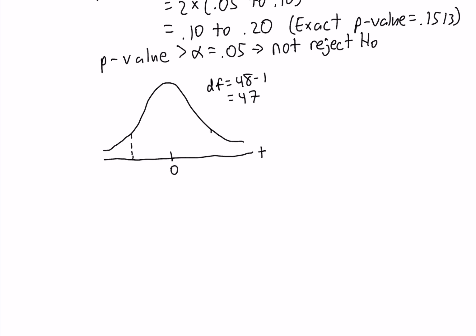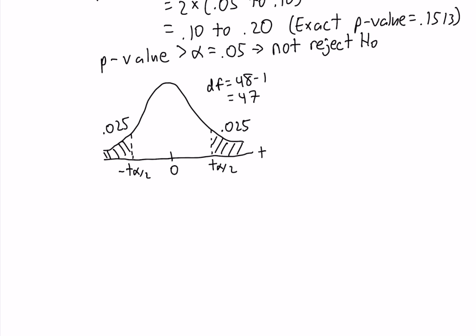Now we have two critical values. We have negative t alpha half, and we have positive t alpha half. So these are going to be the t values that give areas of alpha half. Now our alpha is 0.05, so alpha half is 0.025. Okay, so since the t distribution is symmetric, all we have to do is find one of these, and the other one is going to be the negative of it.